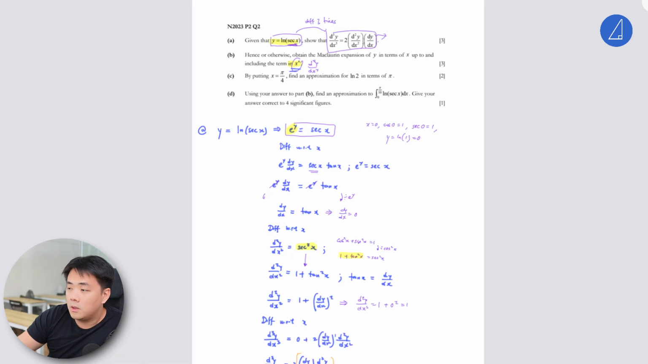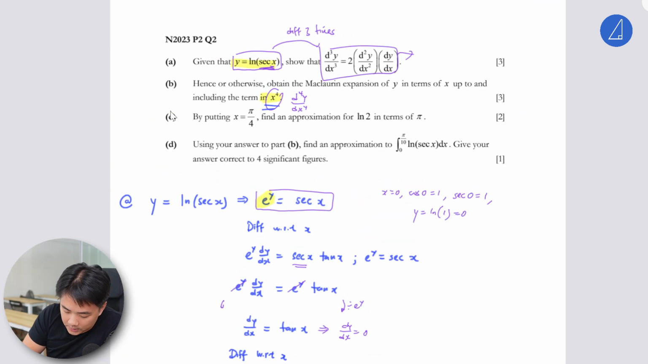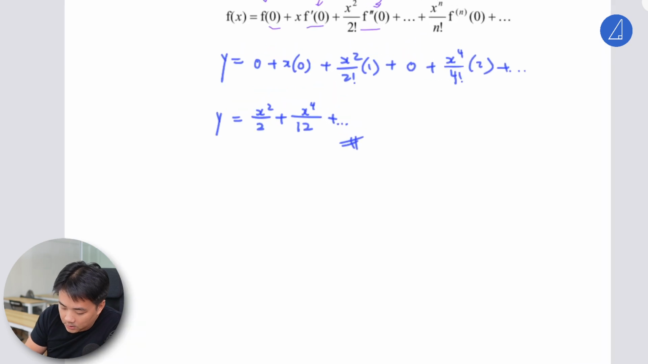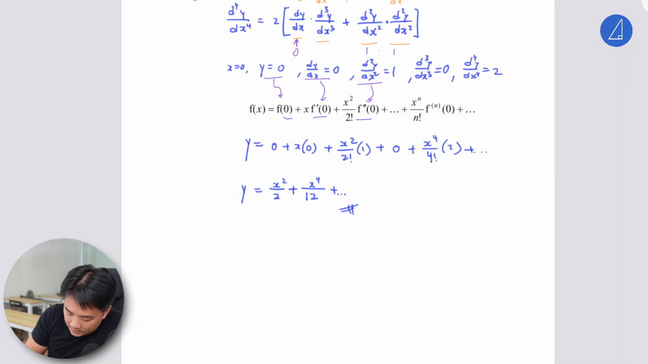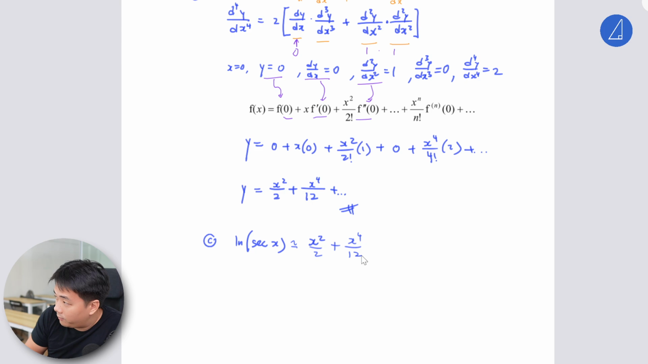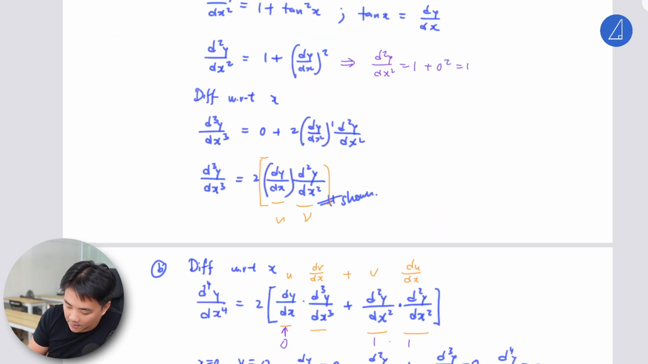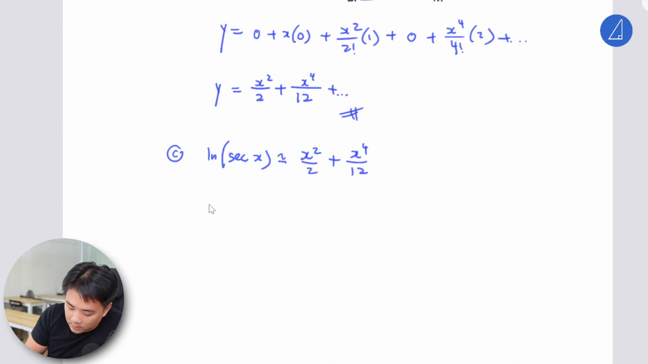Okay, that's it. So once done, we move to part C by putting x to pi over 4 to find an approximate for ln 2. I think this is pretty okay. So for part C, because now we know ln secant x is roughly x^2 over 2 plus x^4 over 12, right? If you were told to substitute x equals pi over 4, I'm going to just substitute x equals pi over 4 in.